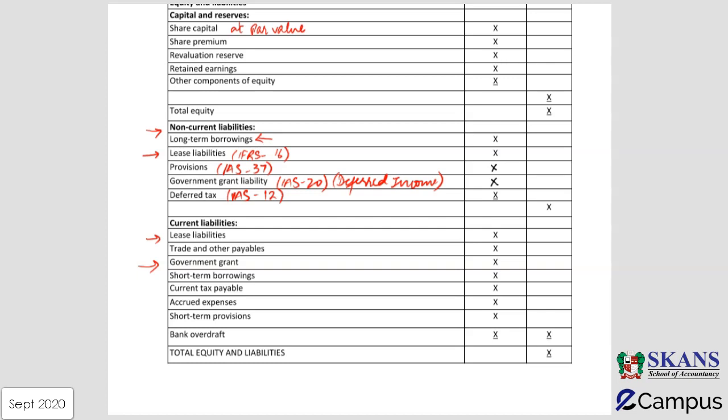Now coming to current liabilities, we have trade and other liabilities, short-term borrowings, current tax payable or any deferred tax payable, all of it is treated under IAS 12.